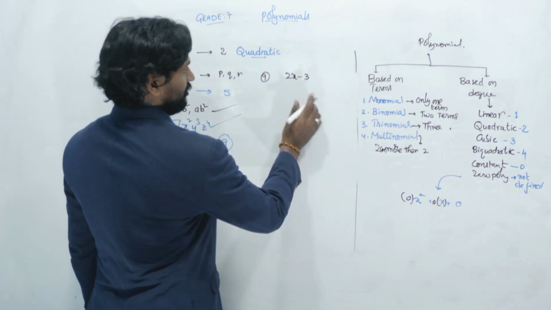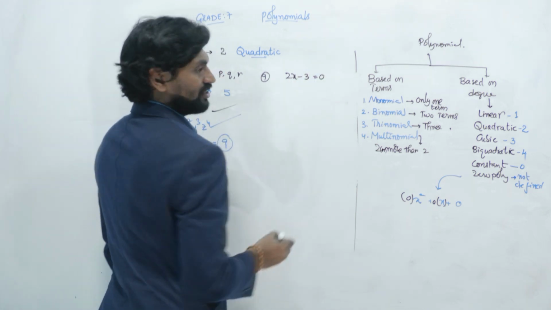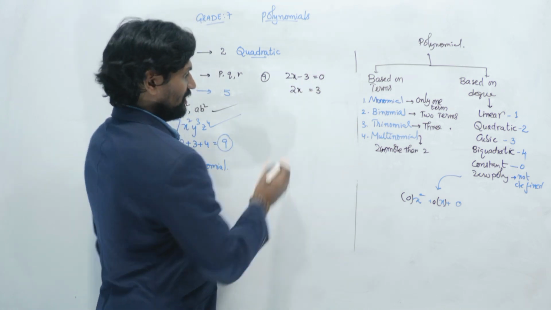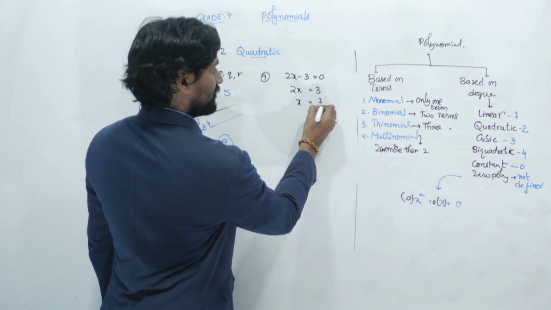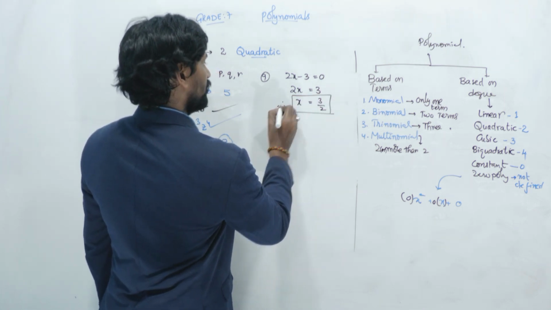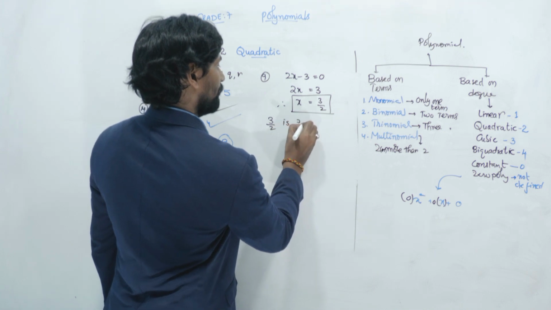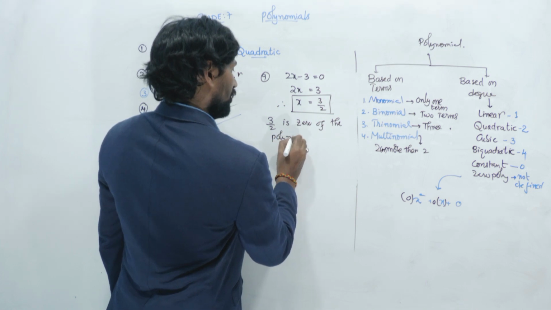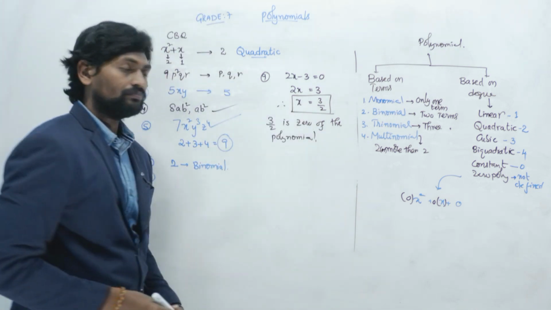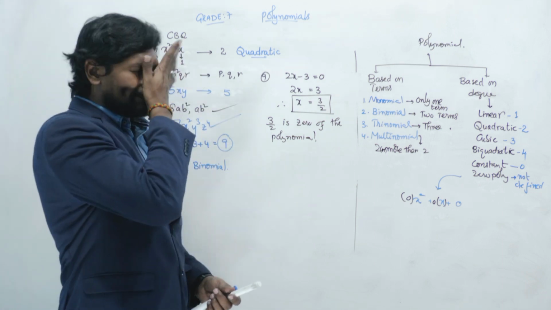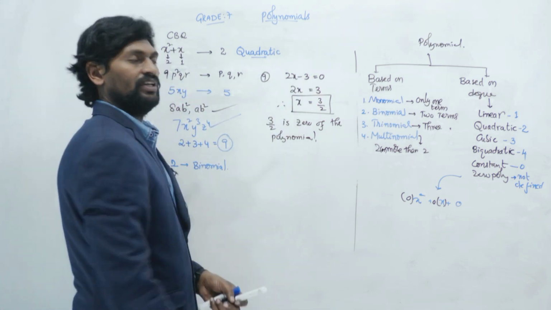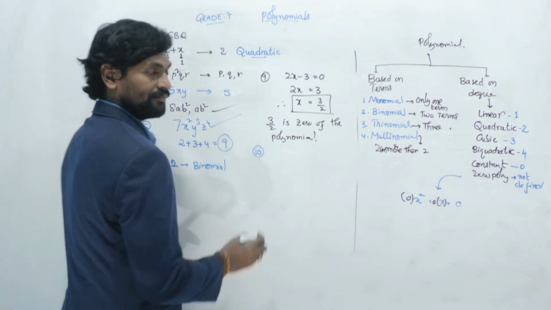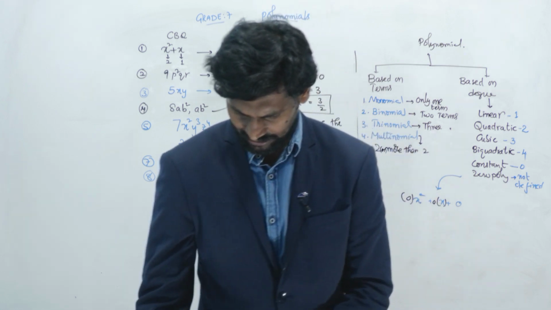Okay, let us find the zero. To find the zero, let us equate it to 0. Now, minus 3 transposed becomes plus 3. x is equal to 3 by 2, since multiplying 2 transposes as divides. So, the x value is 3 by 2. Therefore, 3 by 2 is the zero of the polynomial. Because when you substitute x value 3 by 2 in the given expression, you get the answer 0. Let us move on to question number 10.